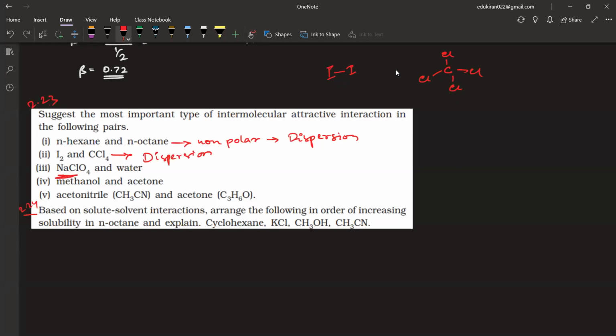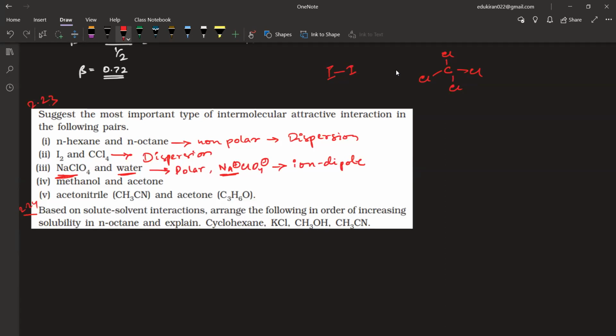Now look here, it is important. NaClO4 and water. In water, we know water is polar. And NaClO4 will be present in the form of Na plus and ClO4 negative. They will dissociate into Na plus and ClO4 negative. That means we will have an ion and we will have a dipole. So the interaction will be between an ion and a dipole, an ion-dipole attractive intermolecular force of attraction. Is this clear? Yes or no? Yes, sir.